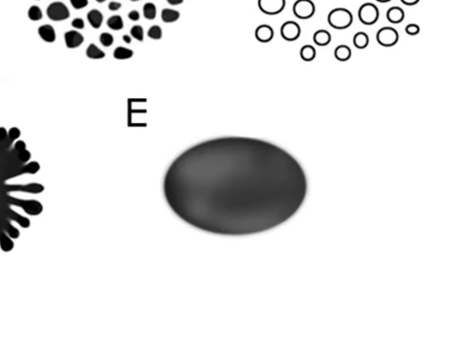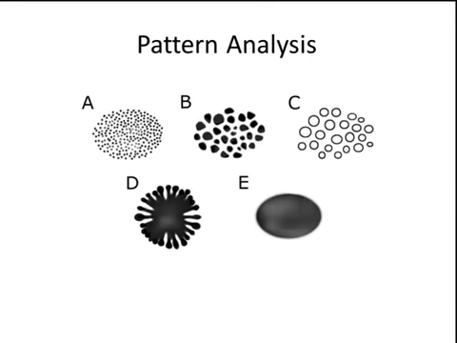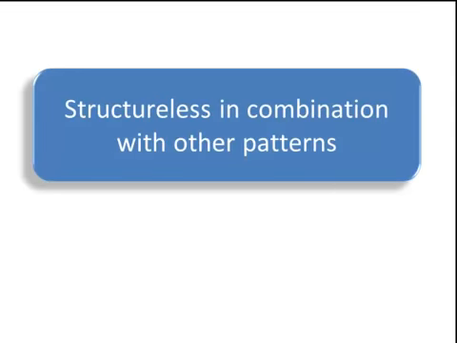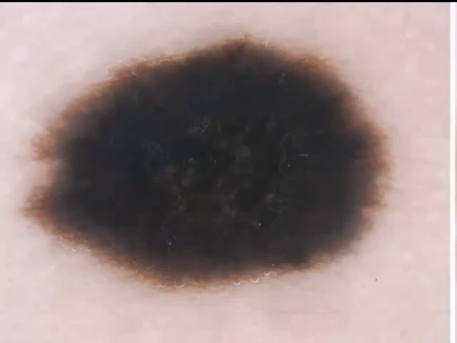However, in the absence of any basic element, we have a structureless pattern like in E, and this is the topic of this podcast. Now, structureless may appear in combination with other patterns or as the only pattern. Here, for example, we see structureless in combination with other patterns. Here we see a Reed's nevus. We have a structureless pattern in the center that is structureless in black, and radial lines at the periphery.